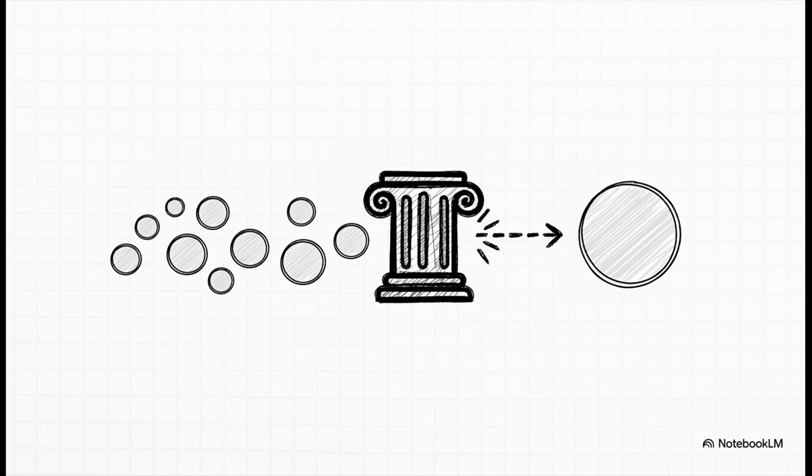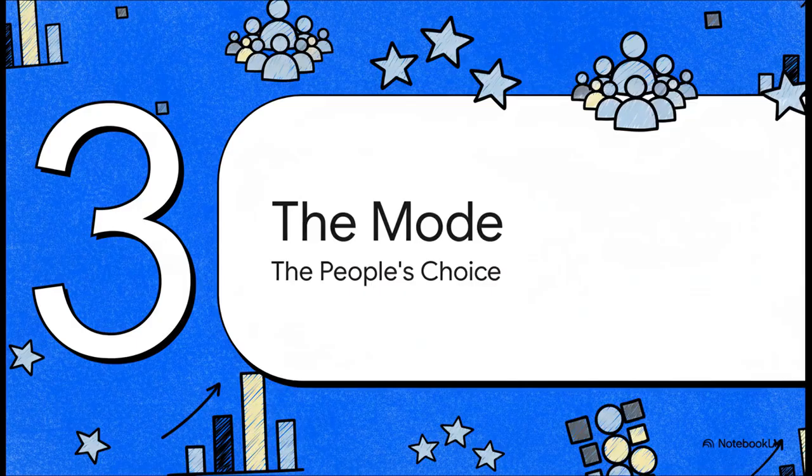This gives us a much more stable and, frankly, realistic picture when our data isn't perfect. All right, time for our third and final character, the mode. So, if the mean is the balance point and the median is the middle point, the mode is simply the most popular kid in the class. You can think of it as the people's choice.